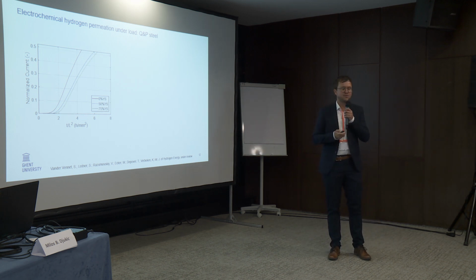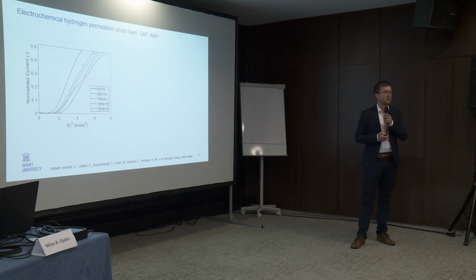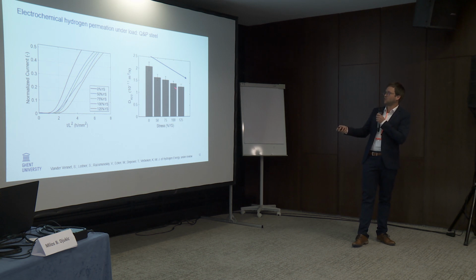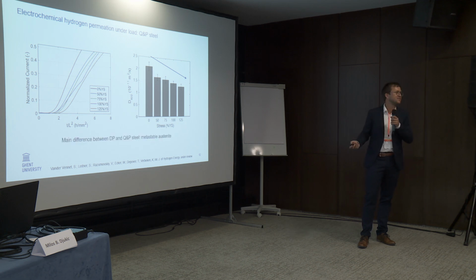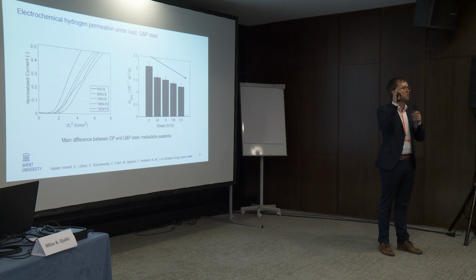Well, with 75, we decrease it more. 100, 125. So basically, you see that diffusion coefficient drops, and the elastic contribution is slowing down your diffusion. So this is the idea. What is the only difference? Well, we have some metastable austenite in QMP, and perhaps that austenite can trap upon loading, which is not possible without mechanical load.